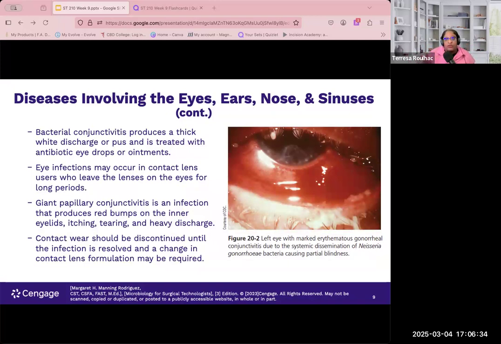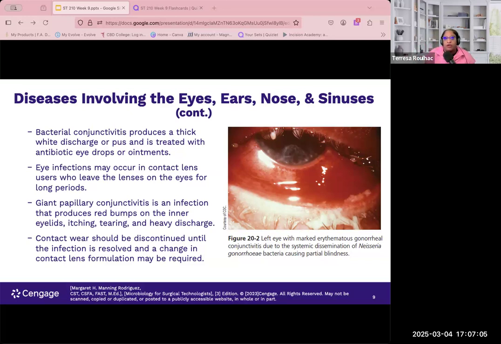Contact users, so those of you that don't particularly care for your glasses, prolonged wear of contact lenses can lead to eye infections. We have what's called giant papillary conjunctivitis. This infection causes red bumps, and they're going to be on the inner eyelids. The patient's going to complain of itching, tearing, and heavy discharge. Contact lenses are going to be stopped, right? Until the infection is gone.